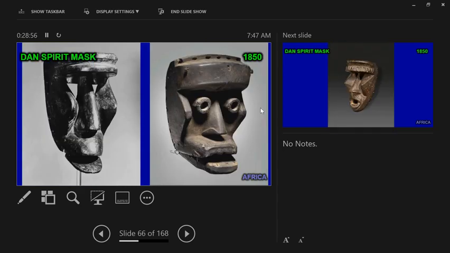You notice these masks are very different than the Dogon mask. The Dogon masks were so tall. I was really impressed at that video. They had those masks that were like maybe 15 feet tall, and they were able to dance with them on there. That's pretty incredible.